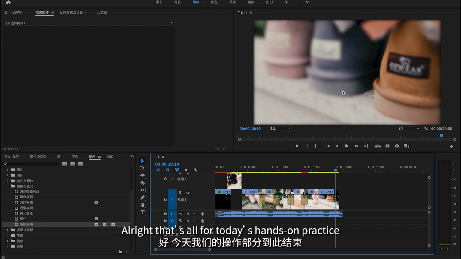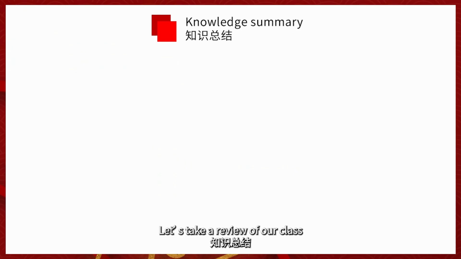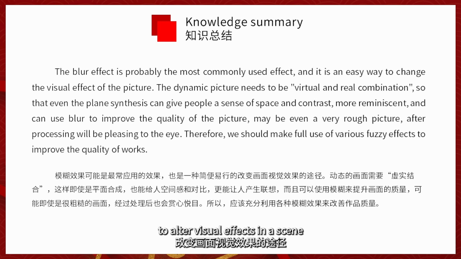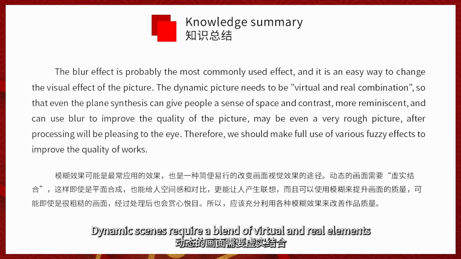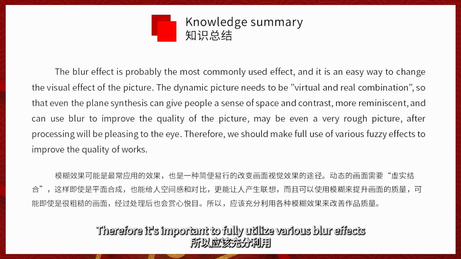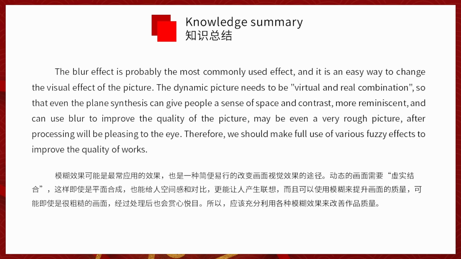Alright, that's all for today's hands-on practice. Let's take a review of our class. The blur effect is perhaps the most commonly used effect and is a straightforward way to alter visual effects in a scene. Dynamic scenes require a blend of virtual and real elements. Even in flat compositions, this can provide a sense of space and contrast, triggering associations in viewers. Blurring can enhance the quality of the scene, even if the original footage is rough. Therefore, it's important to fully utilize various blur effects to enhance the quality of our work.